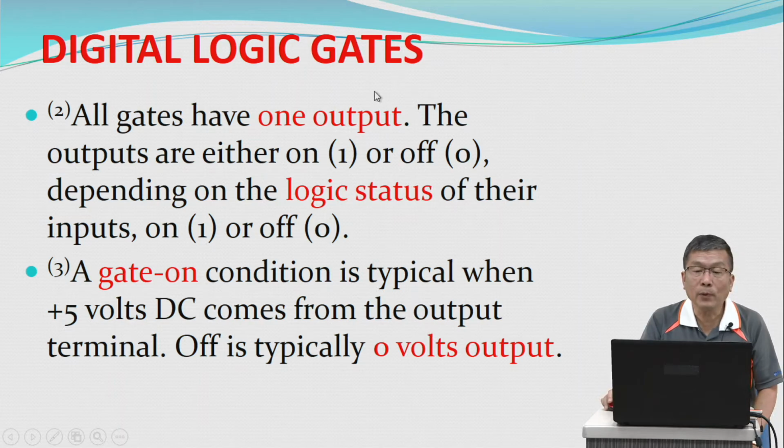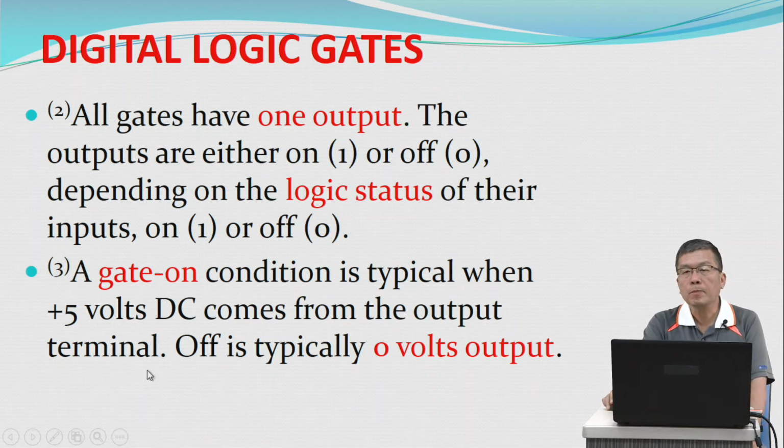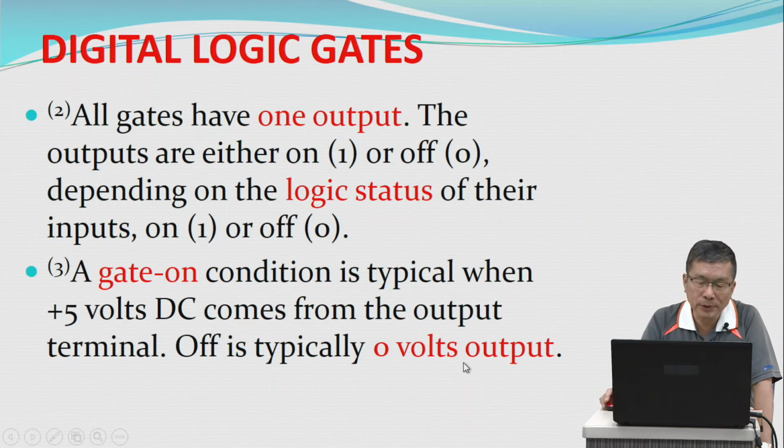All gates have one output. The outputs are either on or off, depending on the logic status of their input, on or off. A gate on condition is typical when positive 5 volt DC comes from the output terminal. Off is typically 0 volt output.